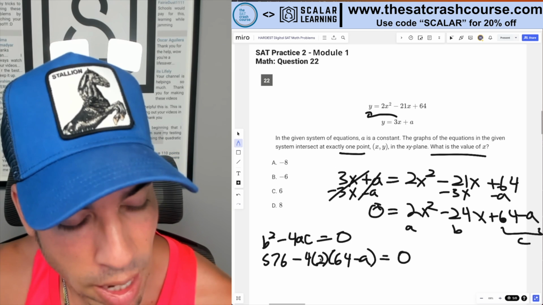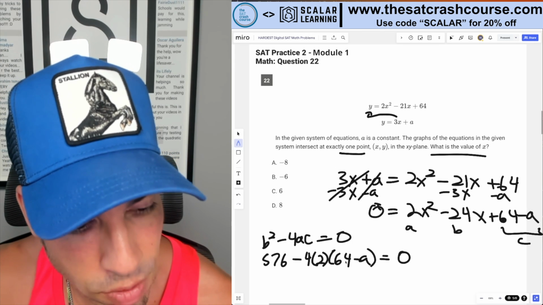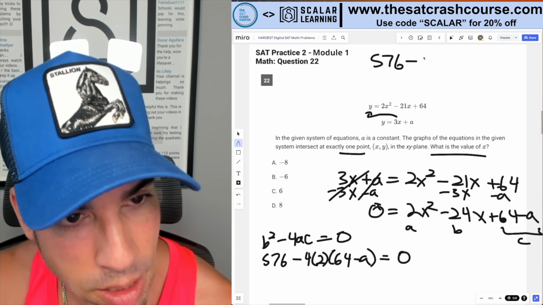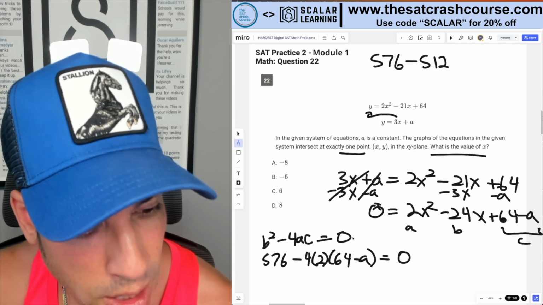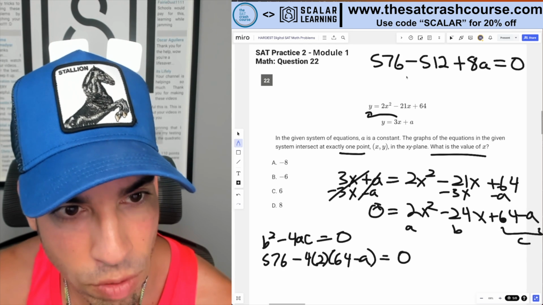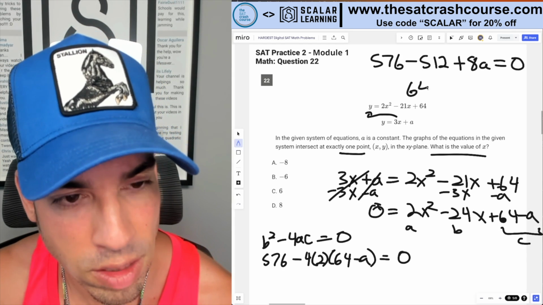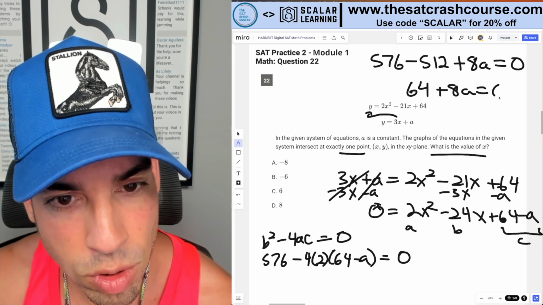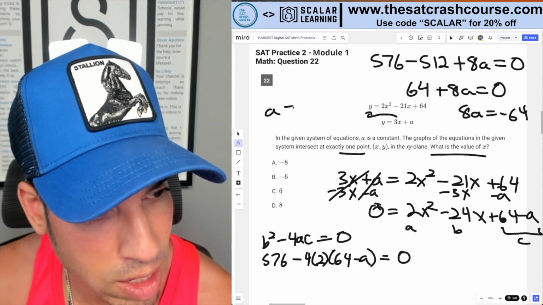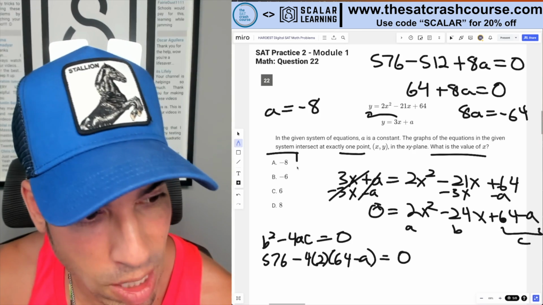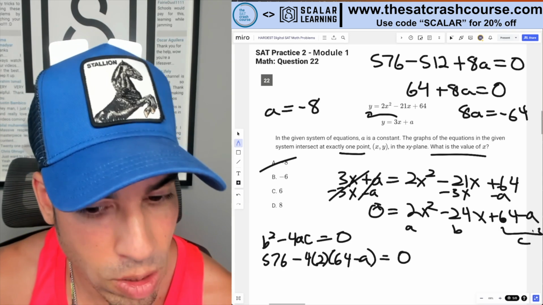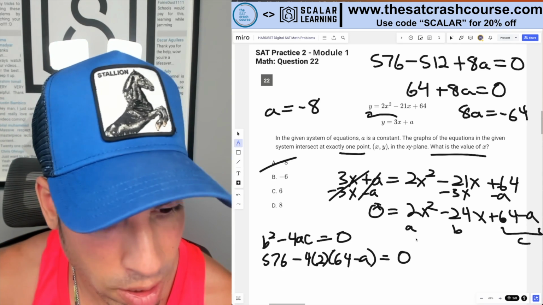So 4 times 2 is 8. 8 times 64 is 480 plus 32 is 512. So we got 576 minus 512. And then again, that negative 8 is going to distribute to the negative a, which is plus 8a, is equal to 0. 576 minus 512 is 64, plus 8a equals 0. 8a equals negative 64, and divide by 8, and a equals negative 8. So a lot of people might make the mistake of choosing option A, but it's not asking for the value of a. It's asking for x. So if we know that a equals negative 8, now we can plug it in here, right?